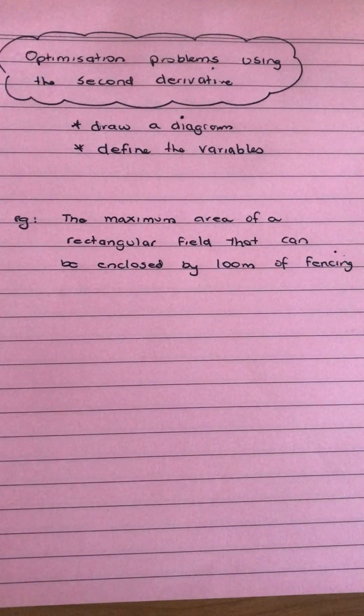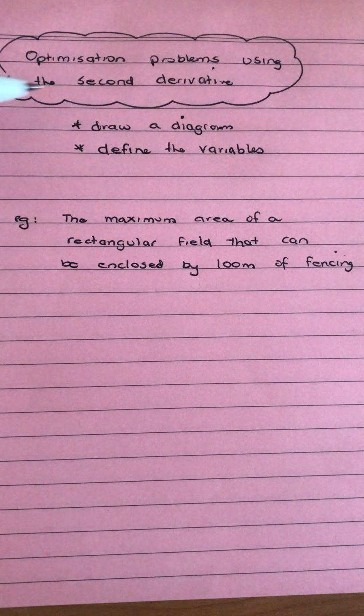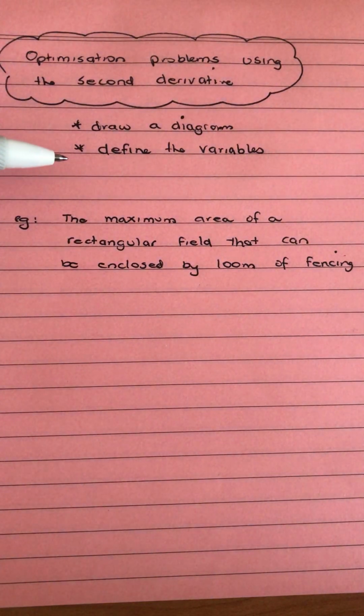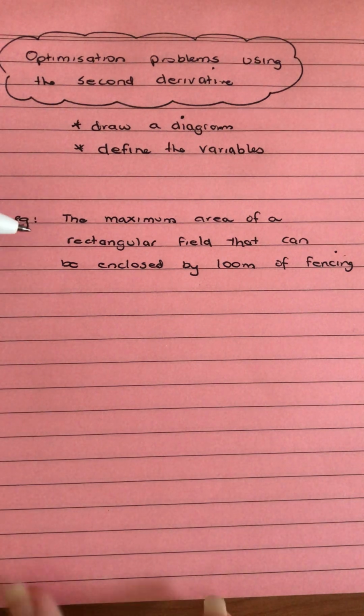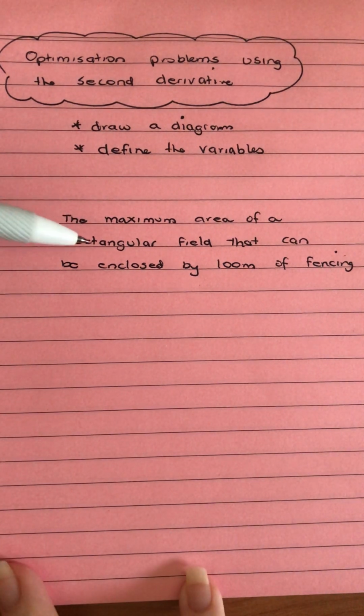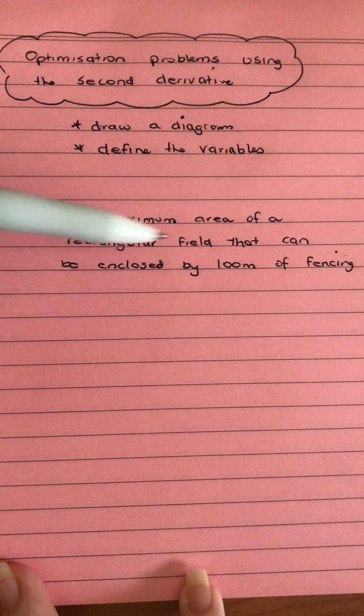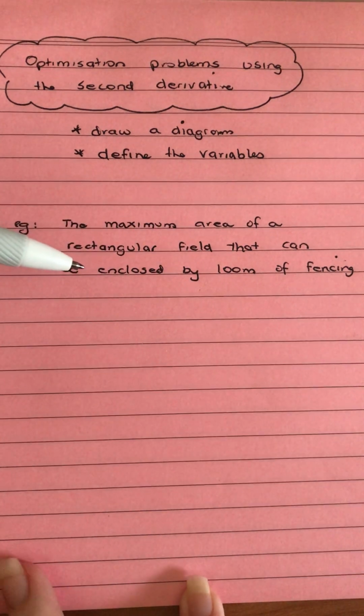In this video, I'm looking at how to do optimization problems using the second derivative. So whenever we start an optimization problem or a worded problem, we want to draw a diagram if we can and define the variables. So what we've got here is a question where we've got the maximum area of a rectangular field that can be enclosed by 100 meters of fencing.